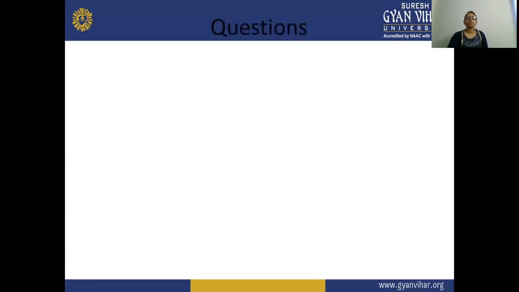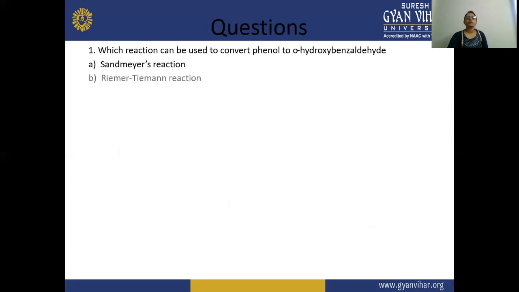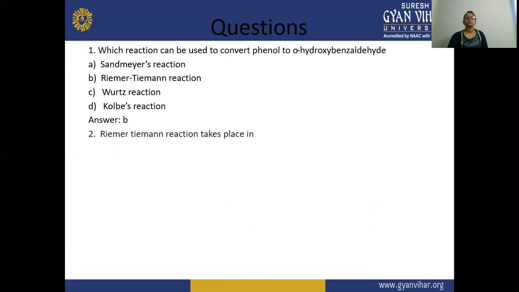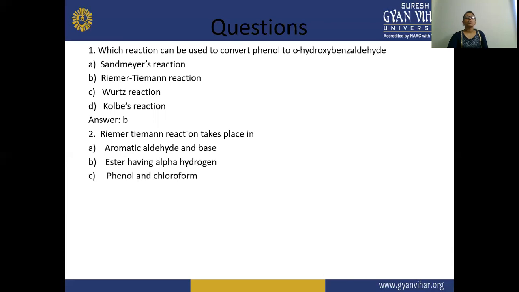Next are the questions. The first question is: which reaction can be used to convert phenol to ortho-hydroxybenzaldehyde? The options are Sandmeyer reaction, Reimer-Tiemann reaction, Wurtz reaction, and Kolbe reaction, and the answer is B, the Reimer-Tiemann reaction. Next, the Reimer-Tiemann reaction takes place with phenol and chloroform. So in the Reimer-Tiemann reaction, we are taking phenol and chloroform.